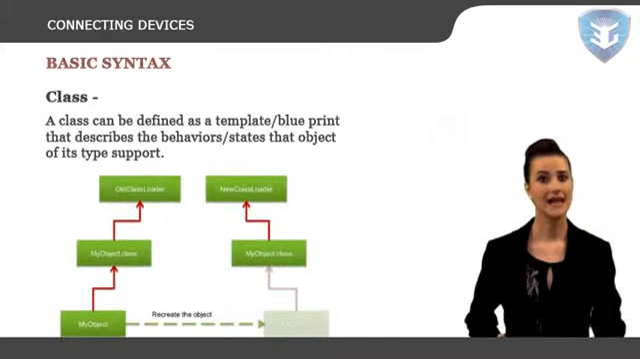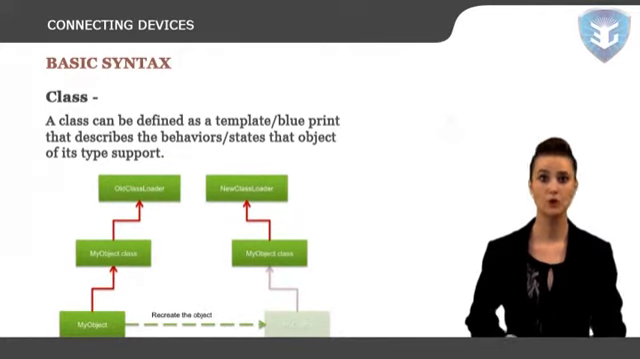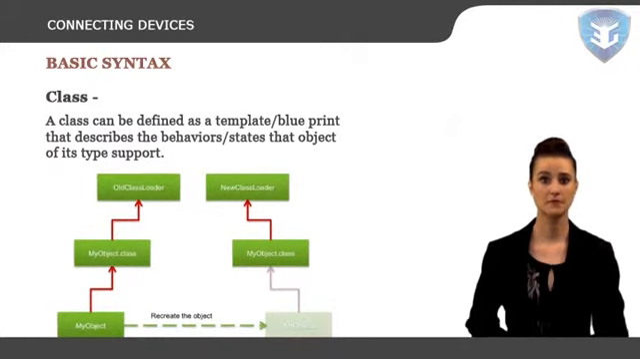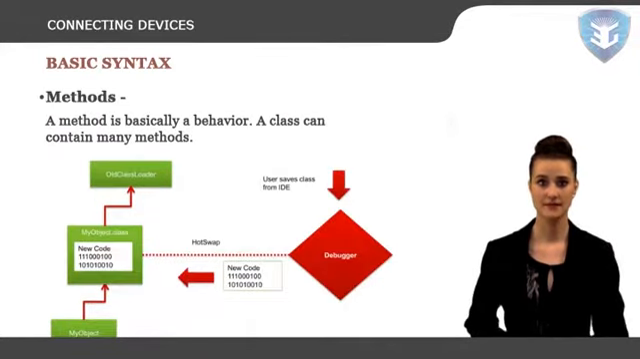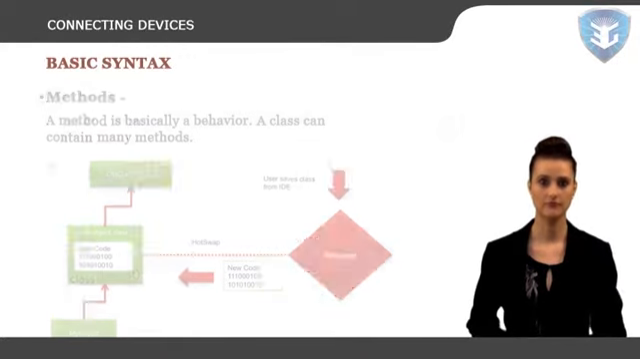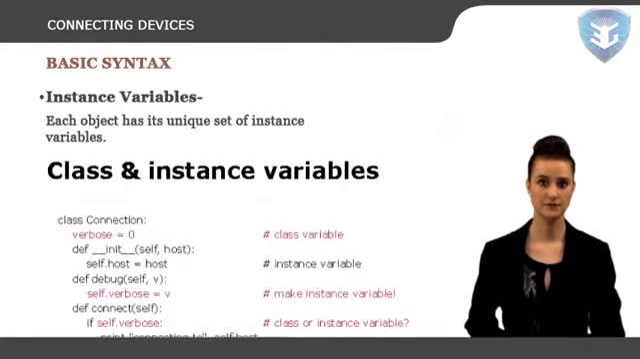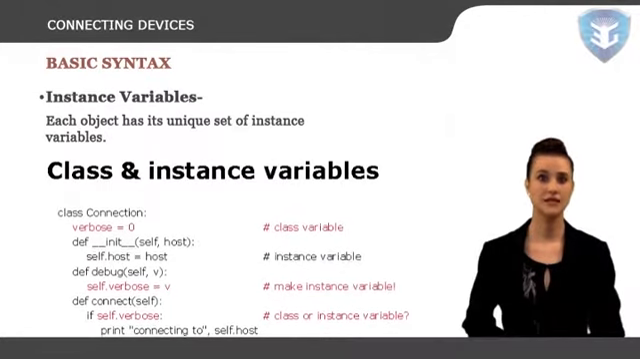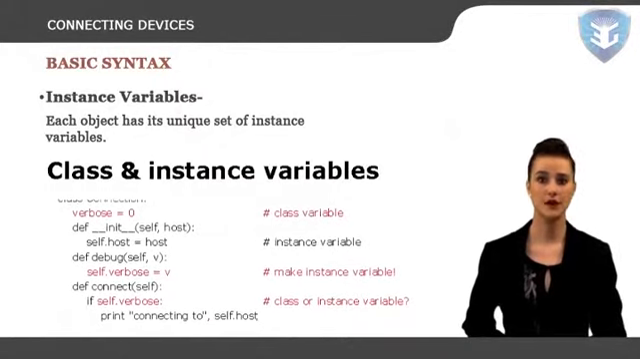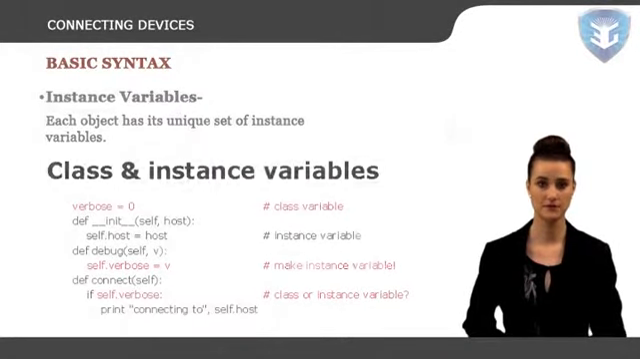Class. A class can be defined as a template or blueprint that describes the behaviors and states that objects of its type support. Methods. A method is basically a behavior. A class can contain many methods. It is in the methods where the logic is written, data is manipulated, and all the actions are executed. Instance variables. Each object has its unique set of instance variables. An object's state is created by the values assigned to these instance variables.